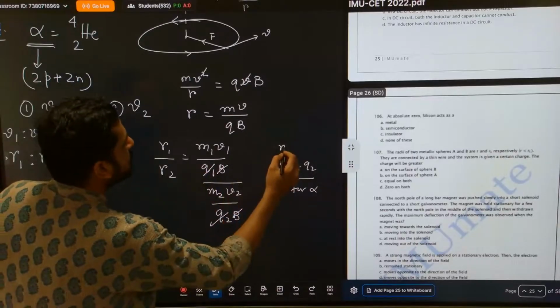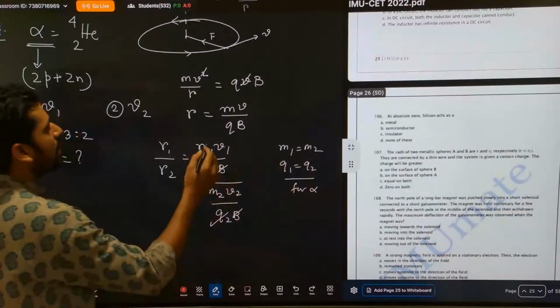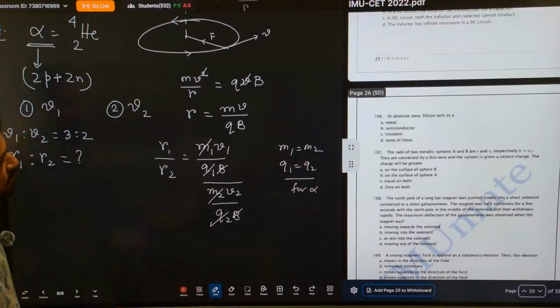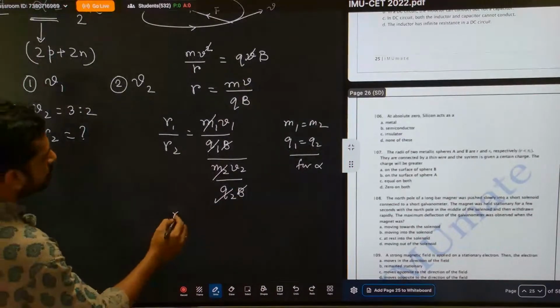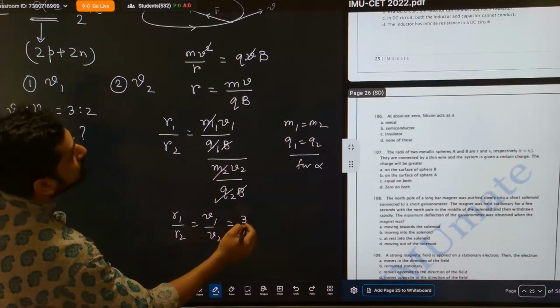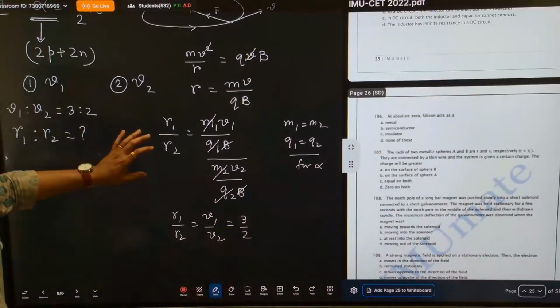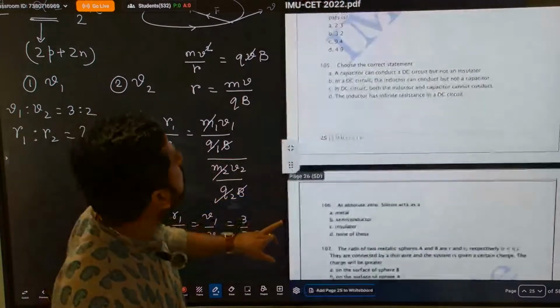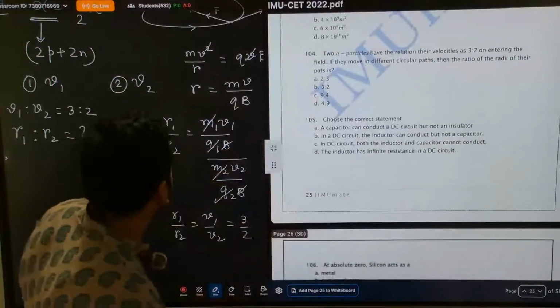And what are same also? m1 equals m2, masses will also be the same. What do you get? v1 by v2 is 3:2. What are the options? Let me see. Option D.